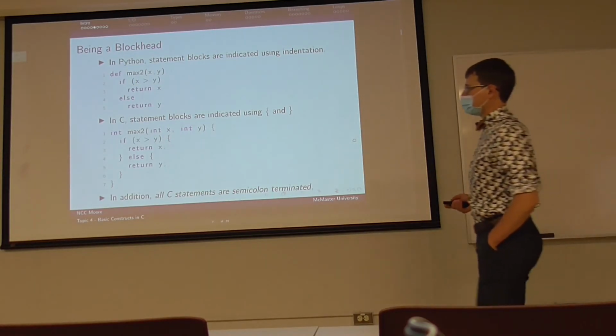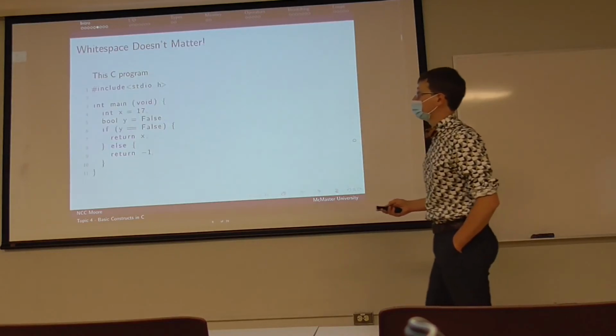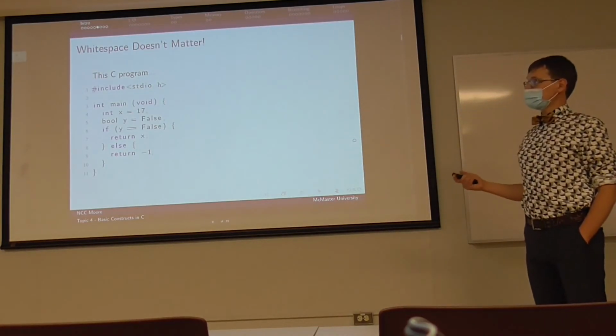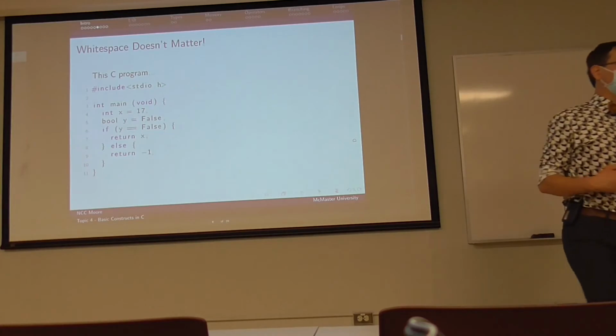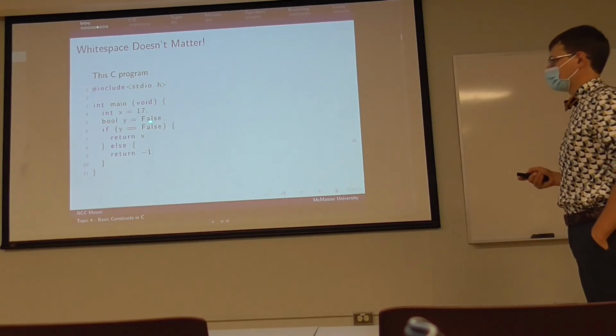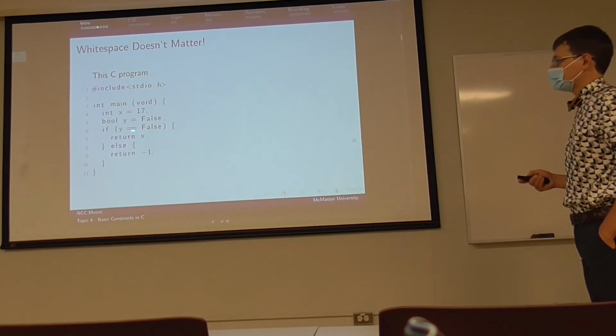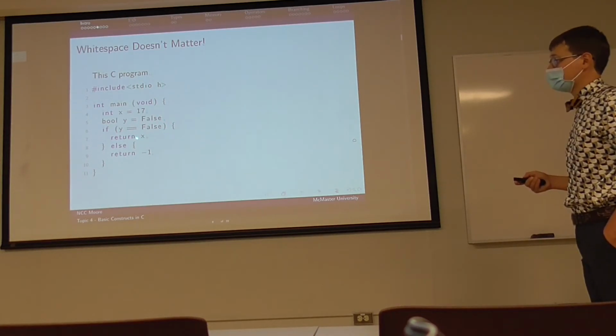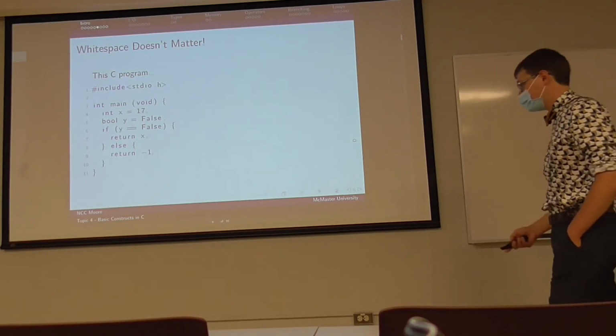All C statements are semicolon terminated. So in C, white space doesn't matter. This C program, which declares an integer variable with a value of 17, a Boolean variable with a value of false, checks to see if y is equal to false. If so, return x, otherwise return -1.